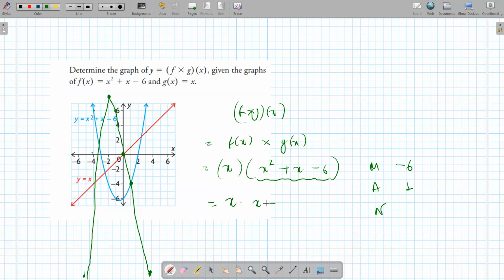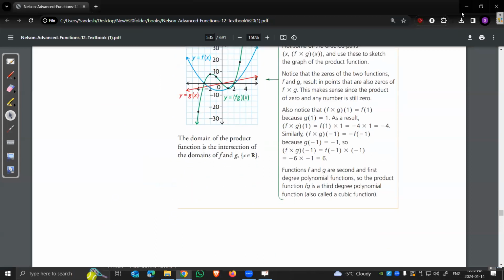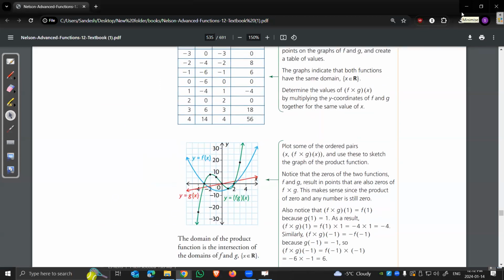It's 3, right? And -2, like that. Multiplies to -6 and adds to +1. So what we have here is a cubic function, okay? That graph was not very good because I didn't use this point.